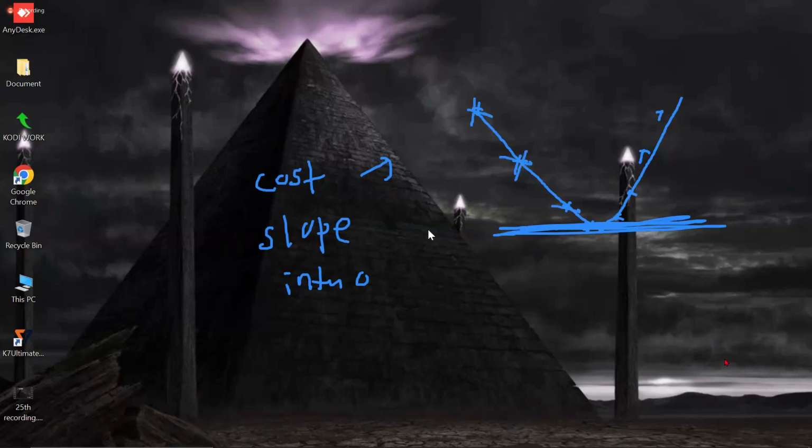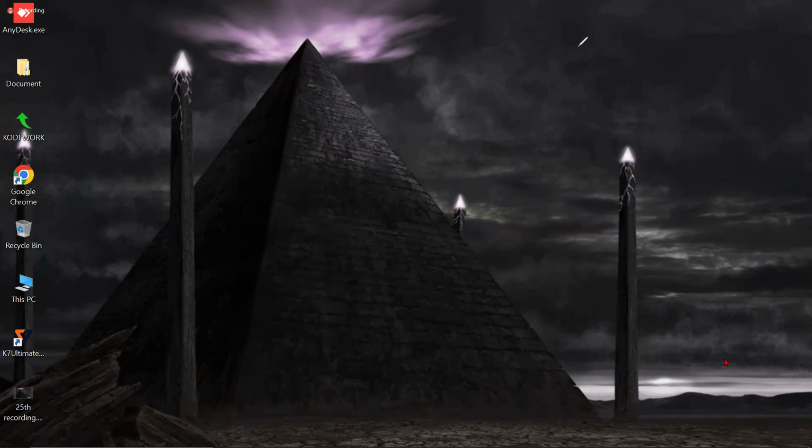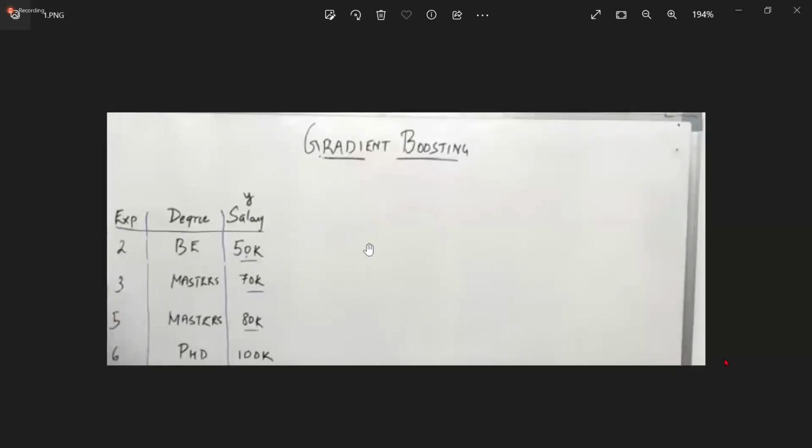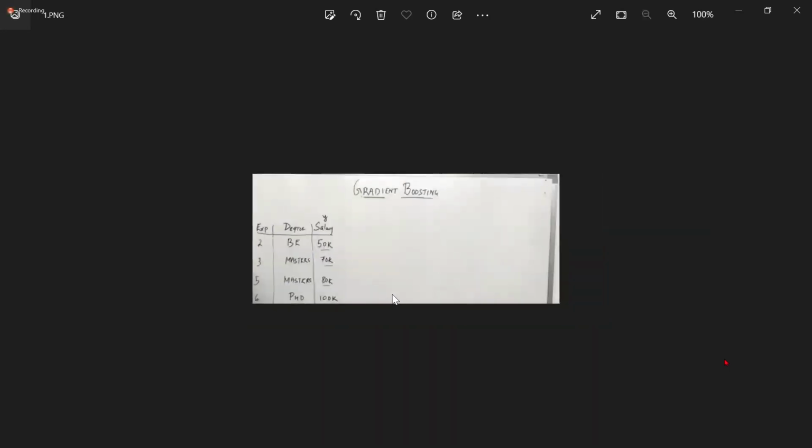So here let's implement the gradient boosting part. In gradient boosting, what happened? Experience, degree, salary. Let's say we have an employee table: experience is 2 years, degrees are bachelor's, master's, and PhD, and salaries are 50K, 70K, 80K, and 100K. Did you understand or not, guys? So go to the next.